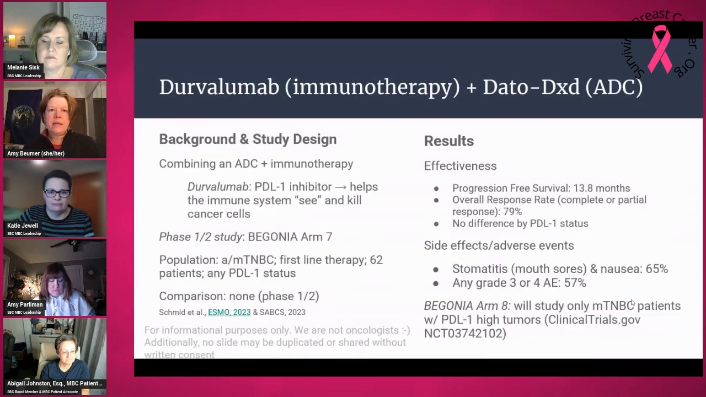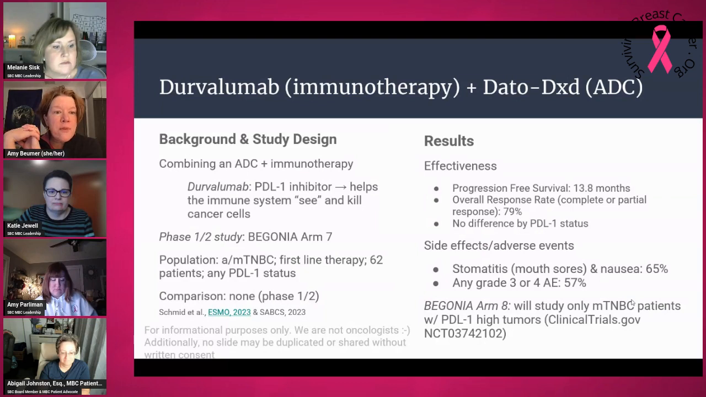All right, next slide. I'm going to go through this one a little bit faster. Another drug was tested in combination with Dato-DXd. You're taking Dato-DXd and combining it with an immunotherapy called durvalumab. This was done in advanced and metastatic triple-negative breast cancer as first-line therapy.